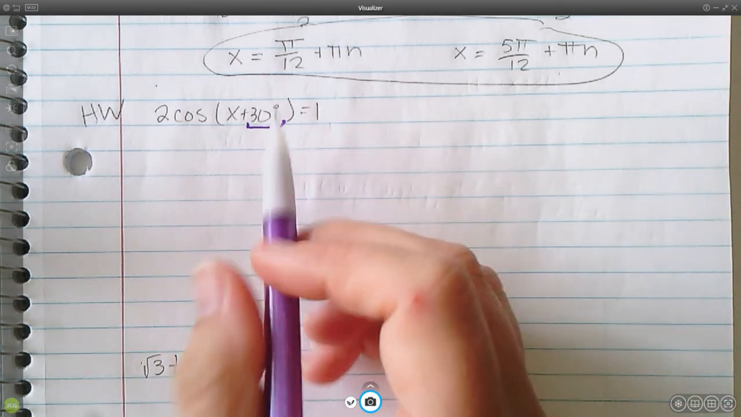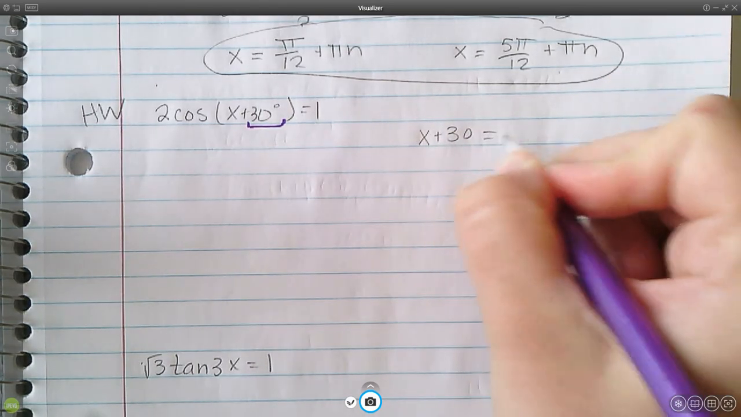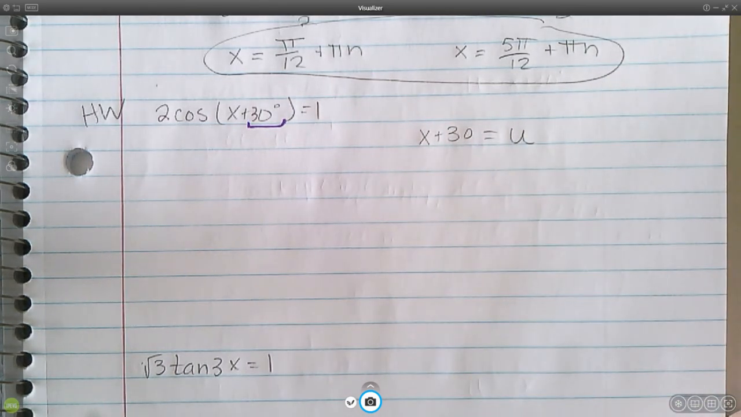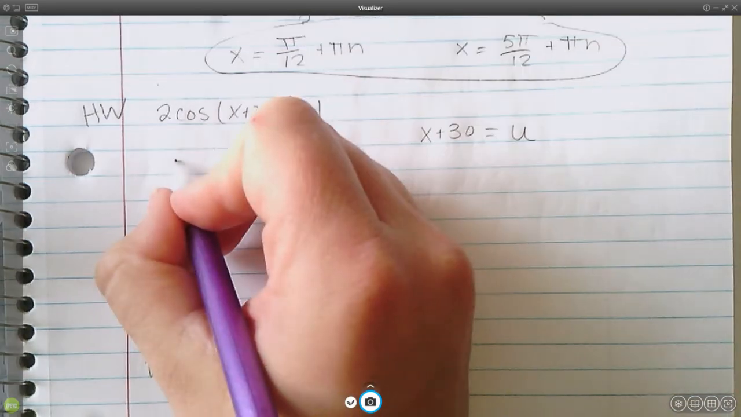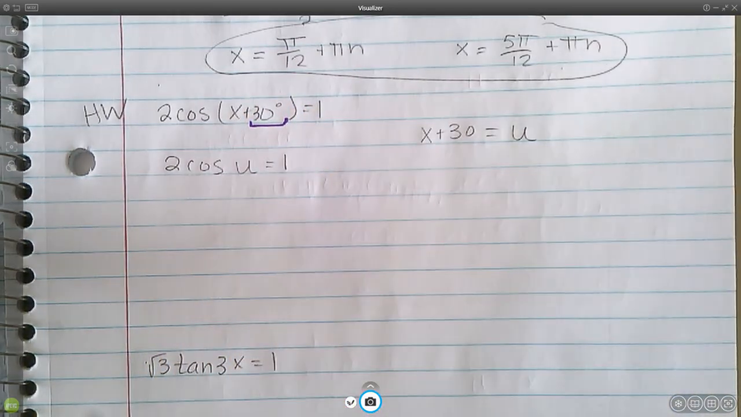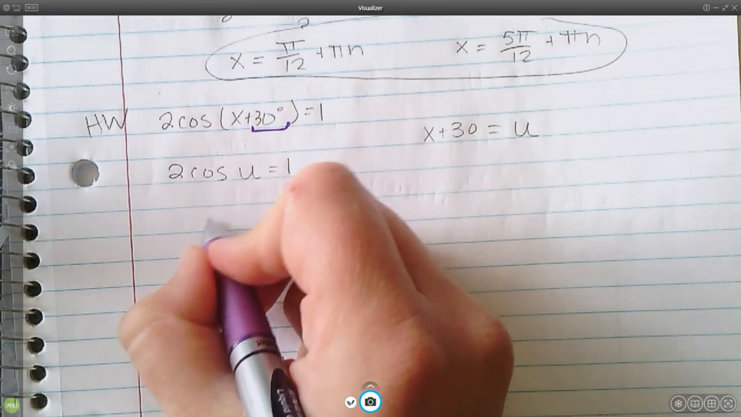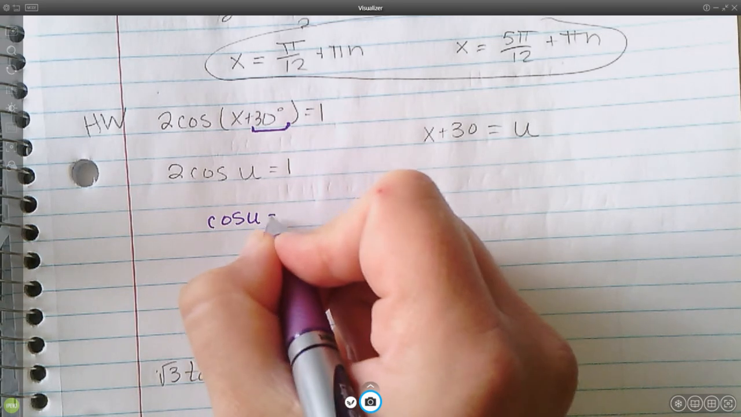Okay, so we are going to take x plus 30, and we're going to set that equal to u. It's the same thing we did on the last problem, so we'll substitute that in. So we have 2 cosine of u equals 1. Then we need to divide by 2, so we get cosine of u equals 1/2.